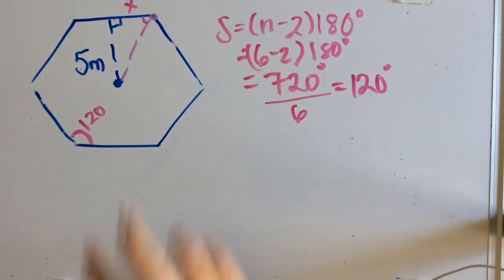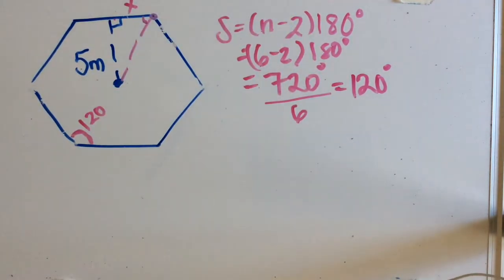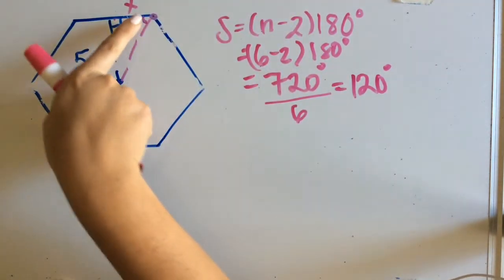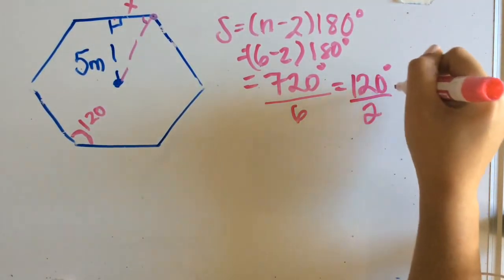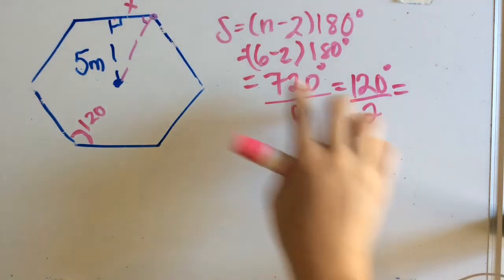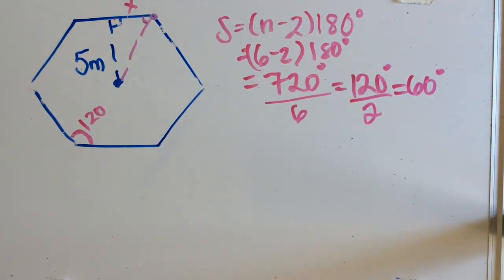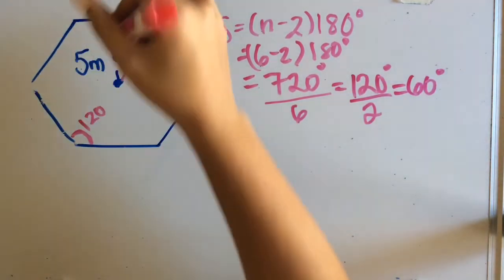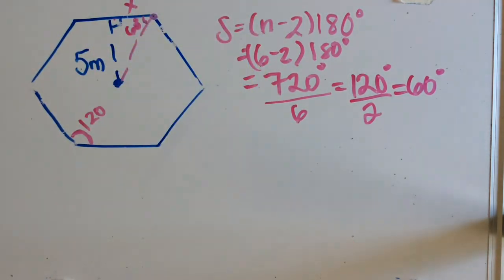And the radius actually splits the angle in half. So to find only that interior angle, I'm going to divide this 120 by 2, because I know half of 120 is going to give me that interior angle. And that gives me 60 degrees. Half of 120 is 60 degrees. So that interior angle right there is 60 degrees.